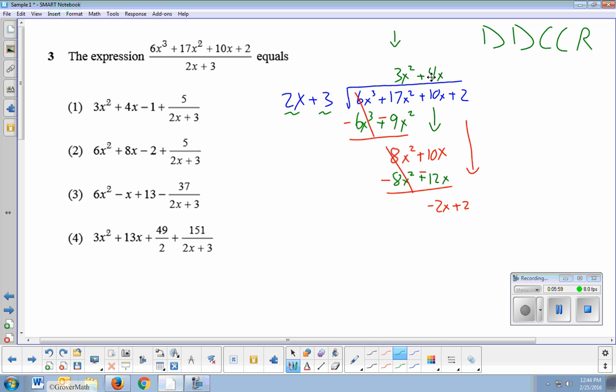I divided to get this. I distributed to get this. I changed my signs and combined to get this. Bring it down. Repeat one more time. And I repeat until I'm out of terms to pull down. I pulled down the last term, so I know I just have one more round left of the division.